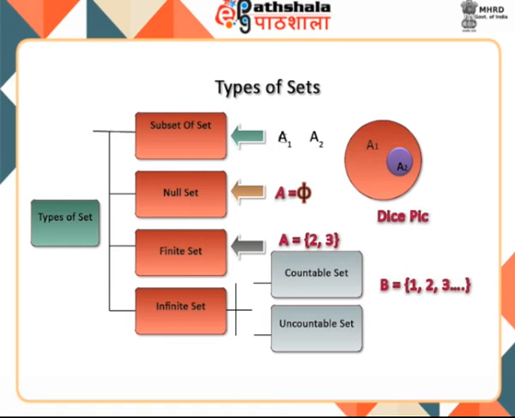On the other hand, a set is uncountable if the elements of the set are neither finite nor countable. Take for example the set X. Here the numbers in the interval 0 to 1 are infinite and cannot be put in one-to-one correspondence with the natural numbers.